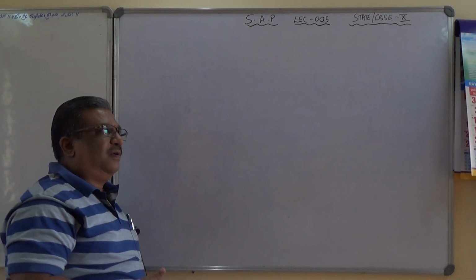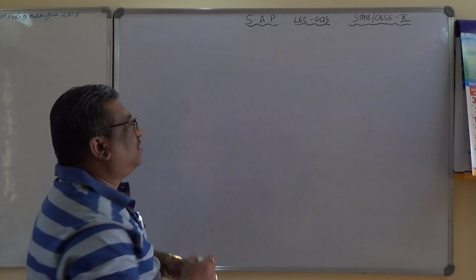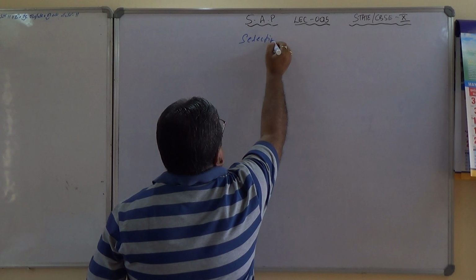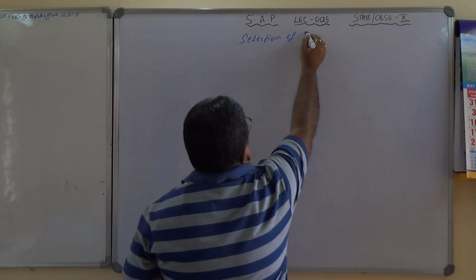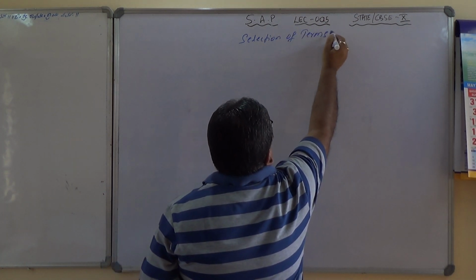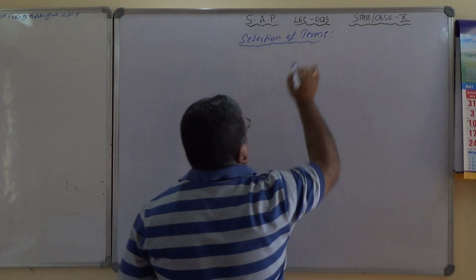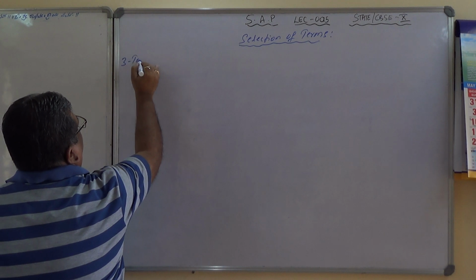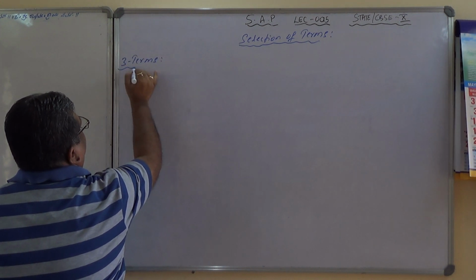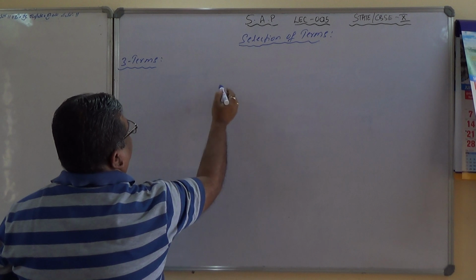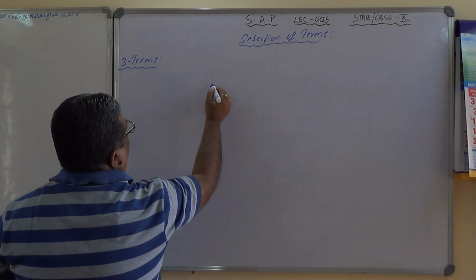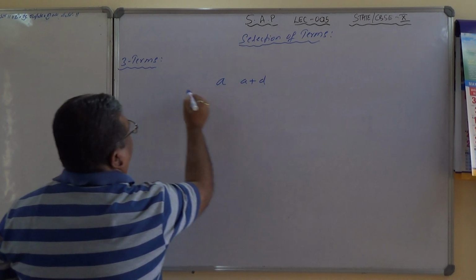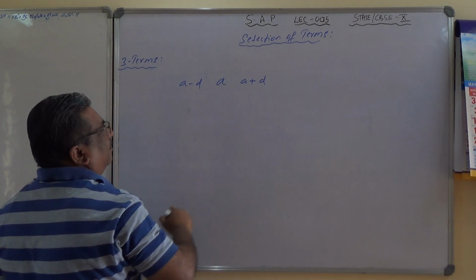Now we'll go for how to select the terms, selection of terms. You can find this in R.D. Sharma. First, let us see how to select three terms. Three terms are selected as A, A plus D, A minus D.